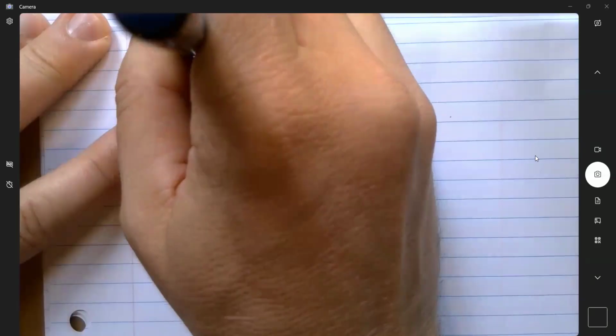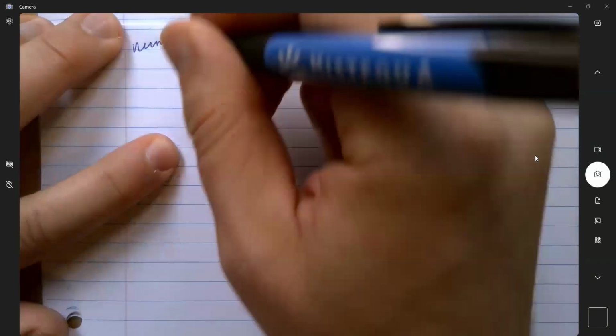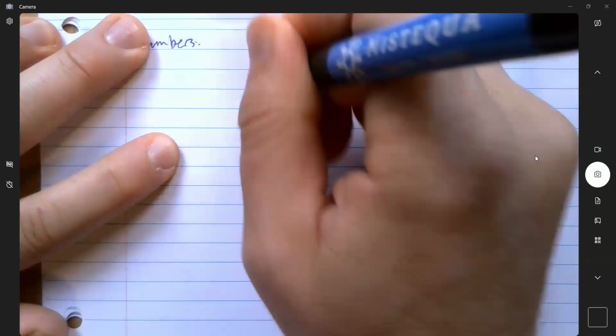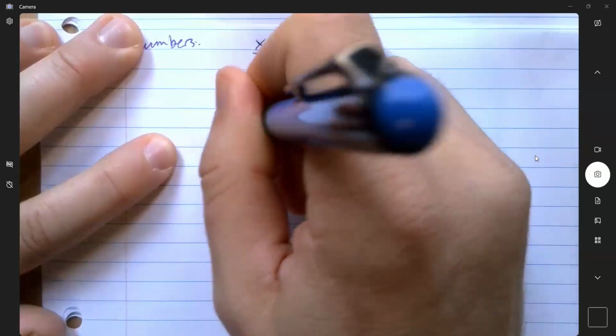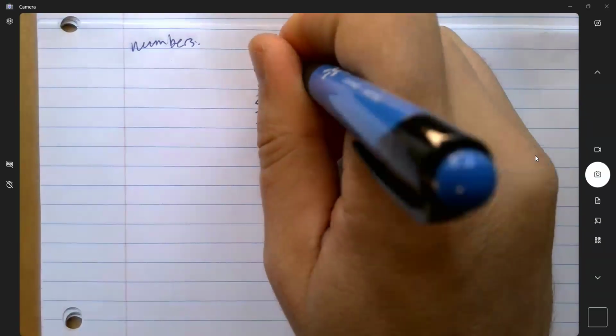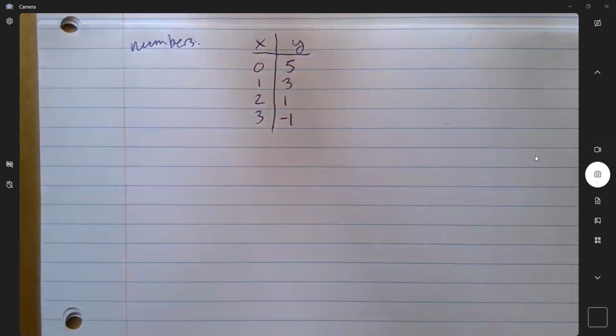Now let's do numbers. There's two versions of this. One is a table. So let's look at a table X, Y. And X is going to increase by 1 each time. And Y, maybe it starts at 5. And then it goes to 3, and then 2, 1, and then -1.